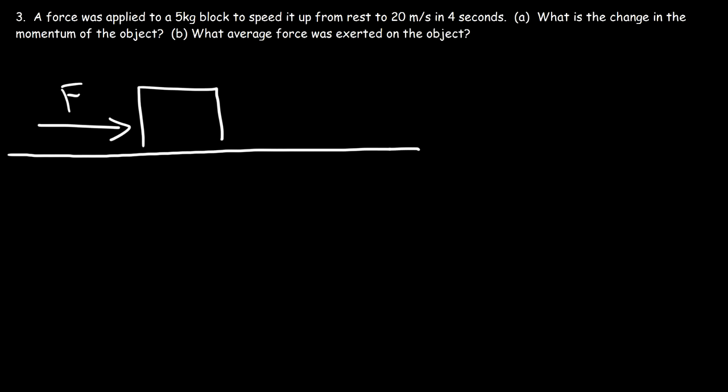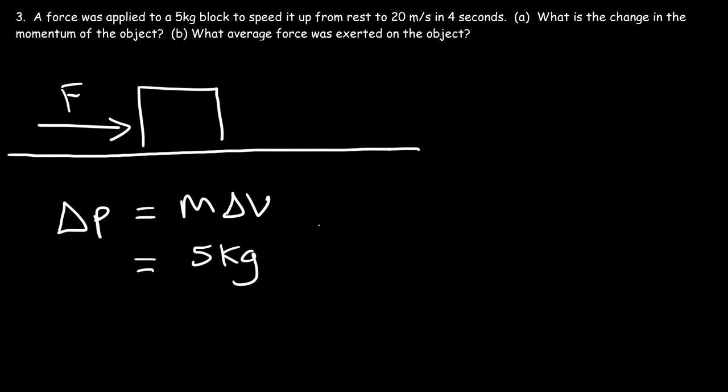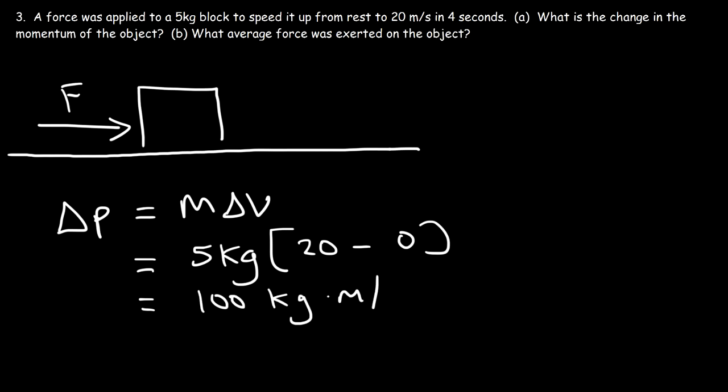But we're going to take the perspective of calculating force using momentum. So let's calculate the change in momentum. The change in momentum is mass times the change in velocity. So we have a 5 kilogram mass, and the final velocity is 20 meters per second. The initial velocity is zero because it sped up from rest. So 5 times 20 is 100. So the change in momentum is 100 kilograms times meters per second. And because the velocity is increasing, the change in momentum is positive.